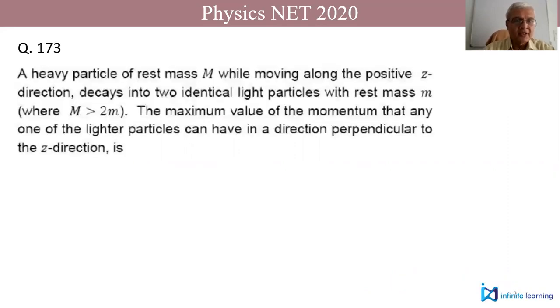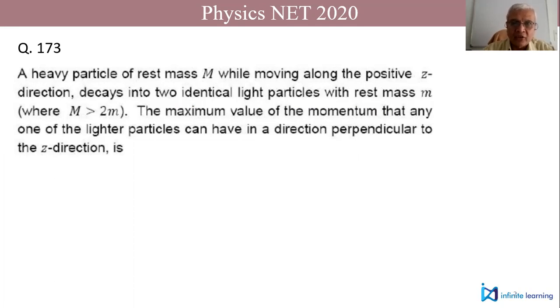The problem says you have a heavy particle of rest mass capital M, and while it's moving along the positive z direction, it decays into two identical light particles with rest mass small m each. Of course, the total mass is greater than 2m, which is understandable because the loss of mass will actually become kinetic energy of those two small m masses.